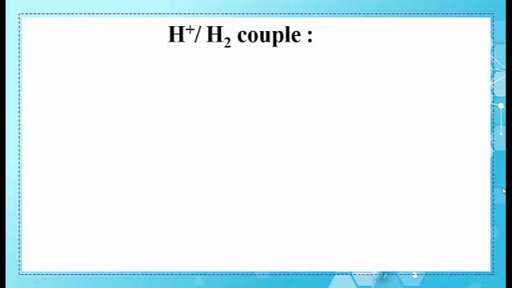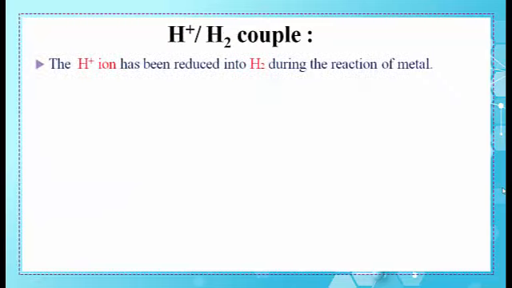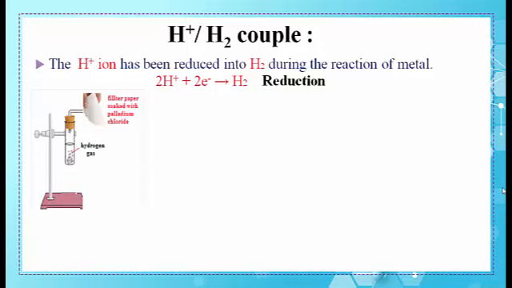Now, what is an H+/H2 couple? In the previous examples, we have seen that the H+ ion has been reduced into H2 during the reaction with a metal according to the half equation, which is 2H+ plus 2 electrons give H2. This half reaction is a reduction half reaction, since there is gain of electrons.